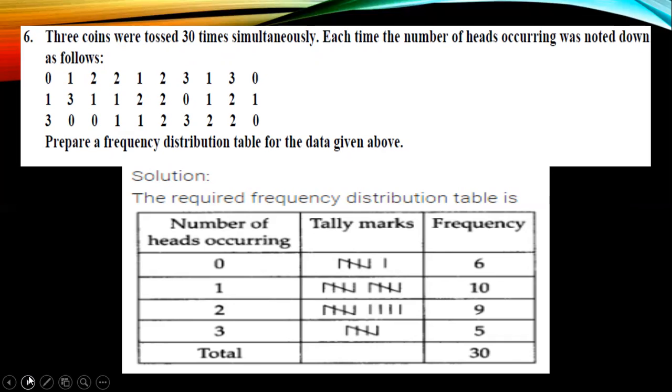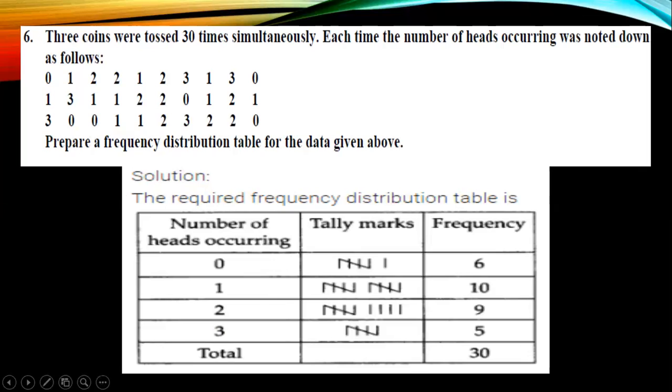Yes. So here the observations are very simple. Observation values are either 0 or say 1 or say 2 or 3. So the number of heads occurring is 0, 1, 2 or 3. Here we have not been asked to make a group frequency distribution table. And hence we can directly go with the tally mark process and get the frequency for the given question.